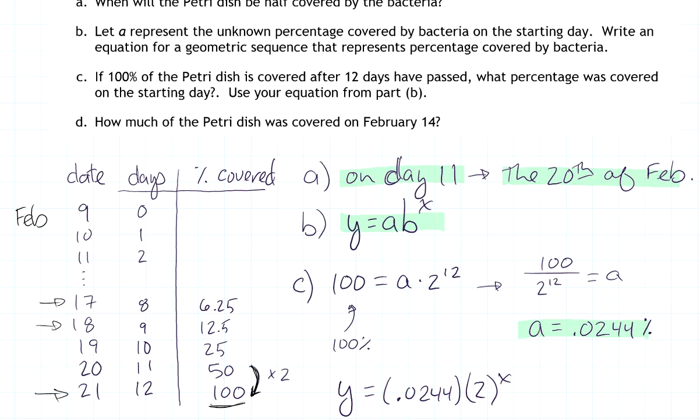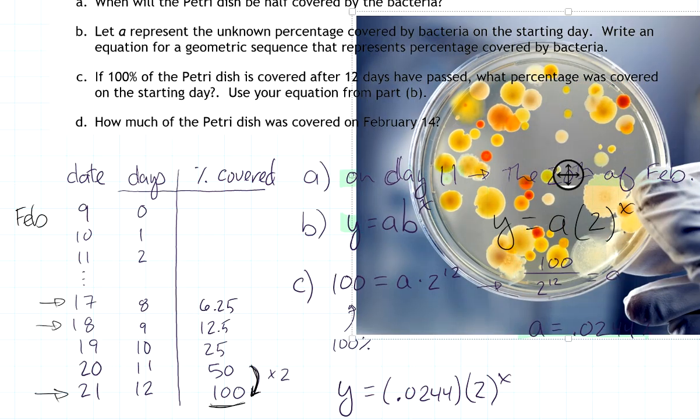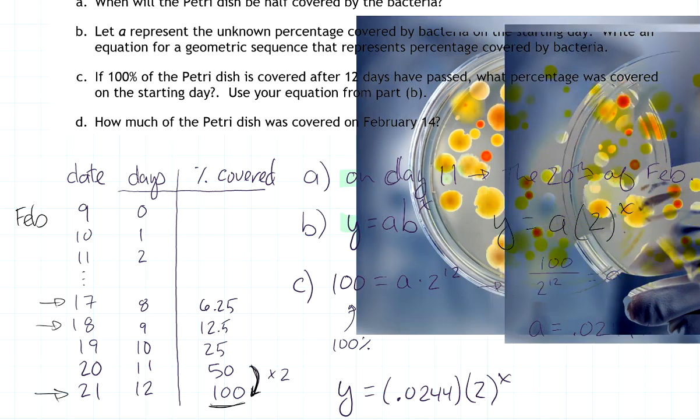Next, it says let A represent the unknown percentage covered by bacteria on the starting day. Write an equation for a geometric sequence that represents percentage covered by the bacteria. Well, at this point I know for sure that I can write y equals a, and I know that b is the number 2, and I'm raising that to the x power. What I don't know is how much bacteria was on the petri dish when this whole mess started, right? I don't know what the 0th term is.